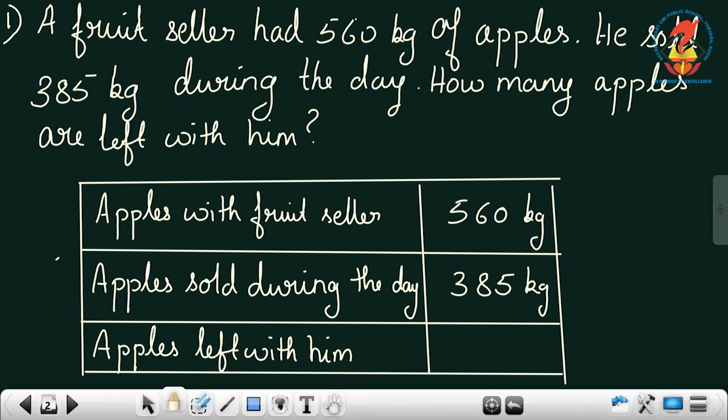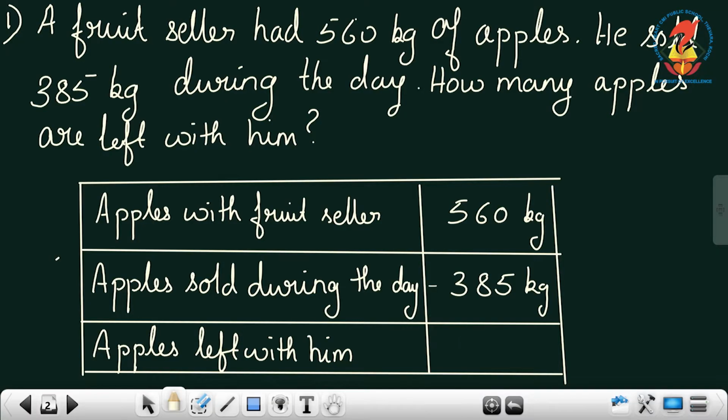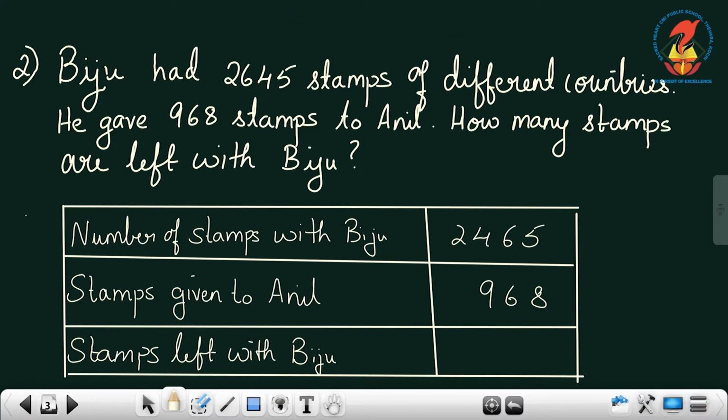Then what is the question? That is apples left with him. What you have to do? You have to minus. You will do it as homework. Okay. Moving to the next question.